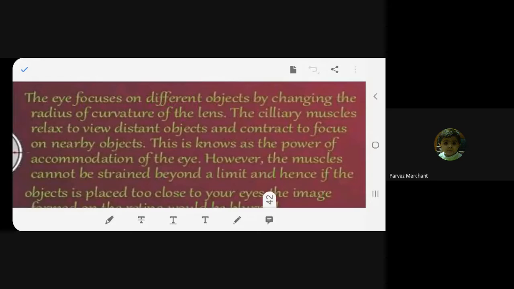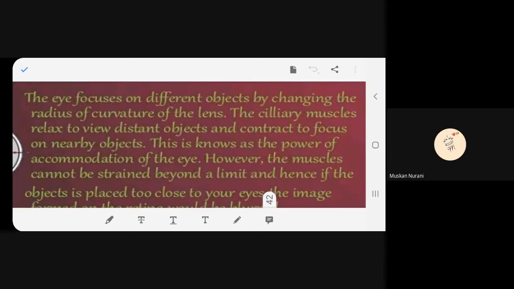So what exactly is happening when you see distant objects? What is a distant object, beta? Which is far from you. That is called a distant object. What happens? The ciliary muscles relax. What are the ciliary muscles? Iris. You understood now? Iris. I just talked about it, so I'm just trying to help you out. So the iris relaxes and you can see the far objects.